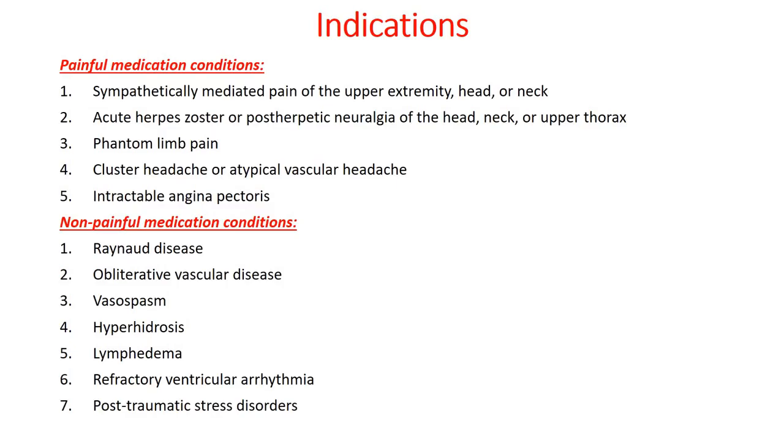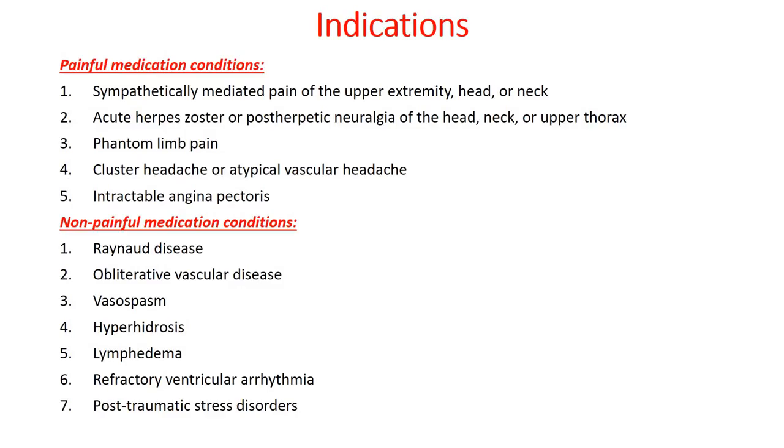It can be used for painful and non-painful conditions. If the patient is having sympathetically mediated pain of the upper extremity, head or neck, for example, in the head the patient can suffer from post-herpetic neuralgia. In the upper extremity they can suffer from CRPS, complex regional pain syndrome. That is, the patient would have had a fracture a few months before, and now he will be complaining of severe pain which is not proportionate to the inciting event.